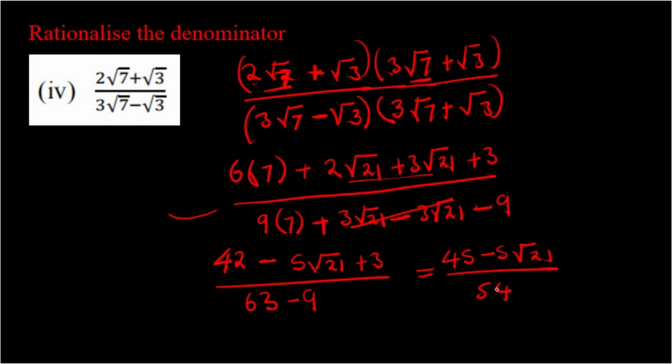Now, if I may ask, can any number between 54 and 55 enter? So if you want, you can just leave it here, or you can say 45 over 54, then minus 5 root 21 over 54. It's also the answer. Just like that.